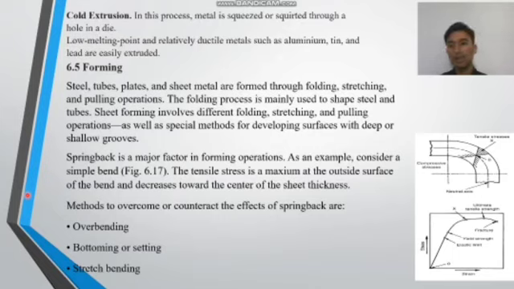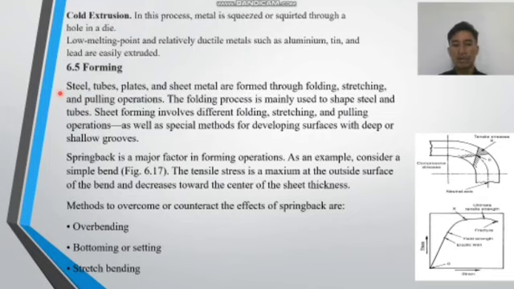Next, 6.5 Forming. Steel tubes, plates, and sheet metal are formed through folding, stretching, and pulling operations. The folding process is mainly used to shape steel and tubes. Sheet forming involves different folding, stretching, and pulling operations, as well as special methods for developing surfaces with deep or shallow grooves. Springback is a major factor in forming operations.